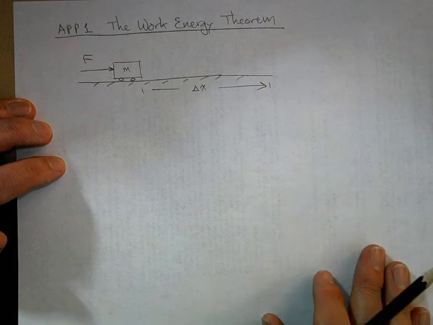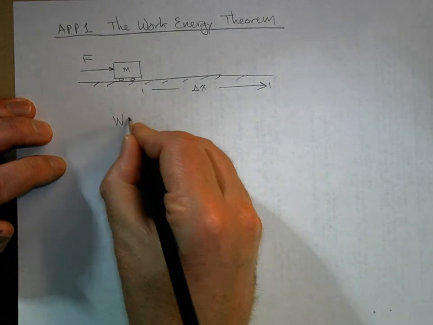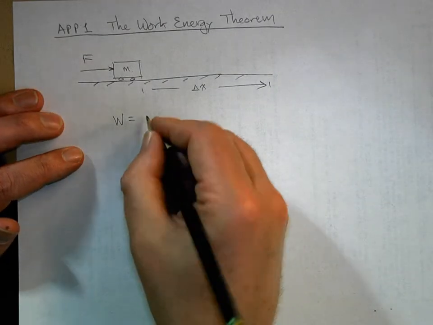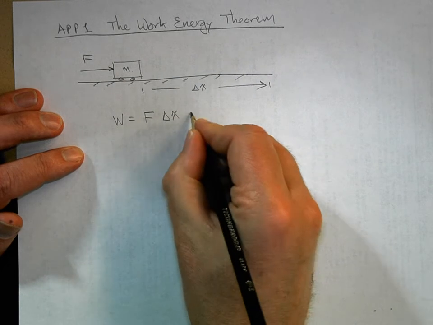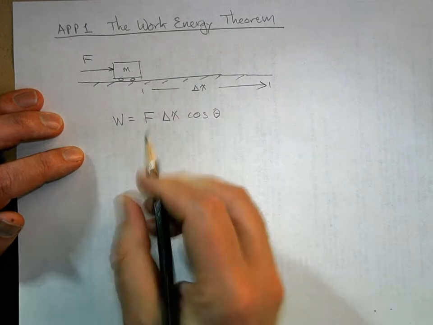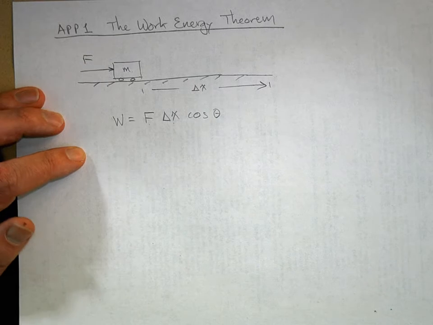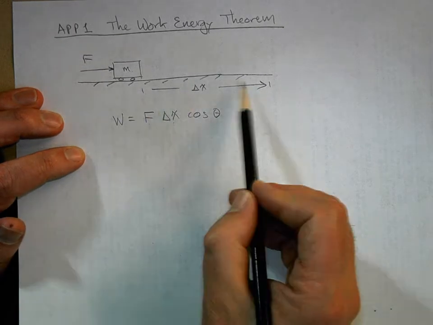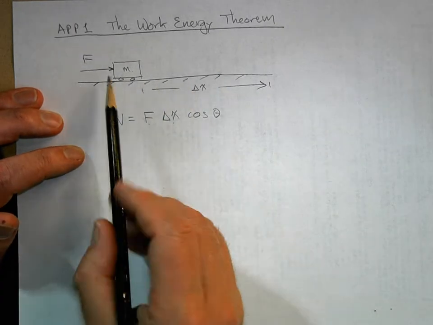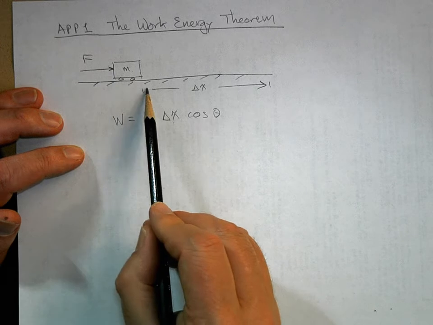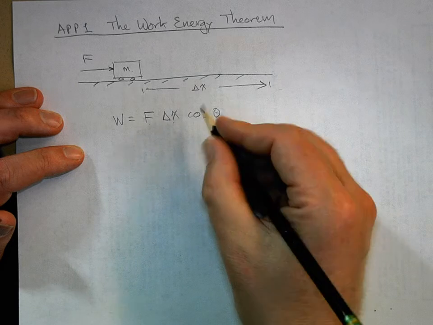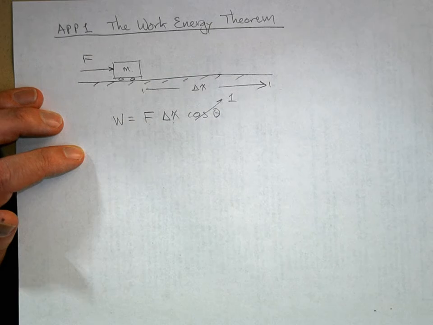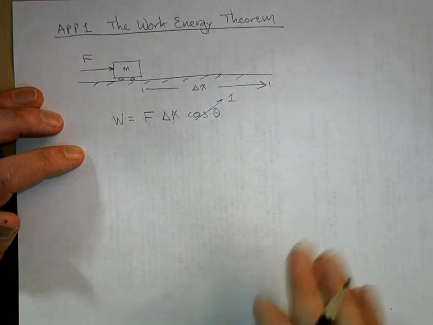Work is equal to force times displacement times the cosine of the angle between the force and the displacement. And to make things simple, let's just stipulate that this force and this displacement are in the same direction, which means that the cosine is equal to 1, and we won't worry about it right now.